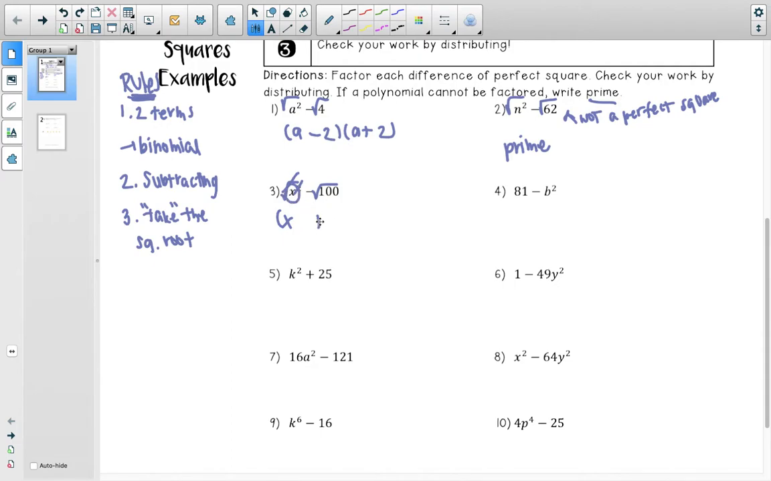The square root of 100 is 10. 10 times 10 is 100, so that's what we're asking. And that's what you write, and then you get the negative and the positive. So that equals 10, just to write that there.